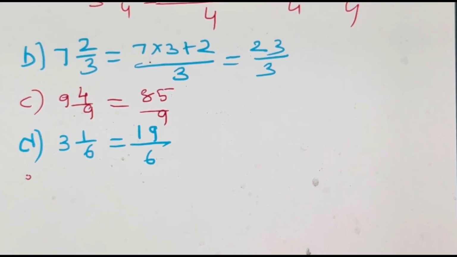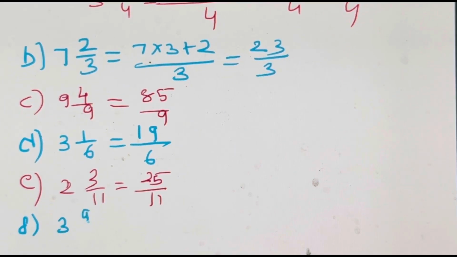The next is E. 2 whole 3 upon 11. So 11 2s are 22. 22 plus 3 is 25 upon 11 is the answer. Then the last question F. F is 3 whole 9 upon 10. Right, so what do we do? 10 3s are 30. 30 plus 9 is 39. 39 upon 10. Right, so this is how you can do it directly with the shortcut method.